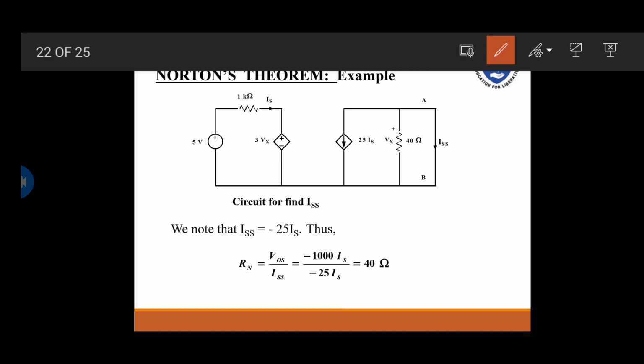This is the circuit here. These are the dependent sources here.